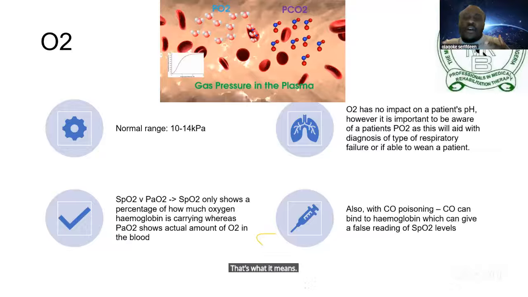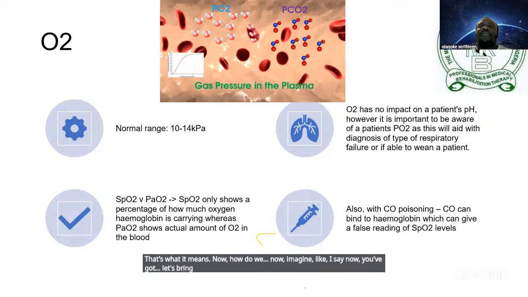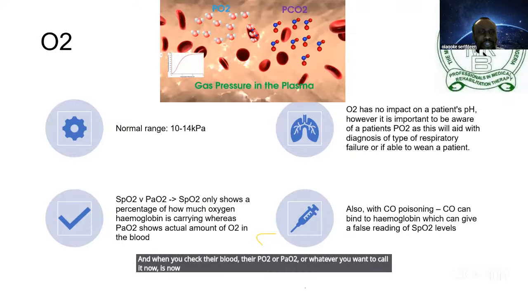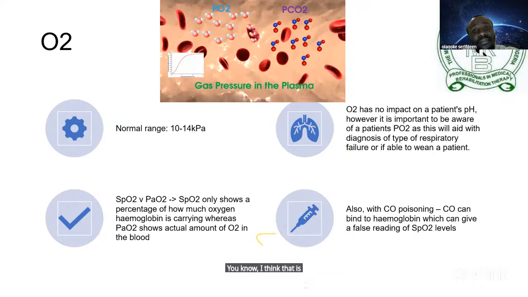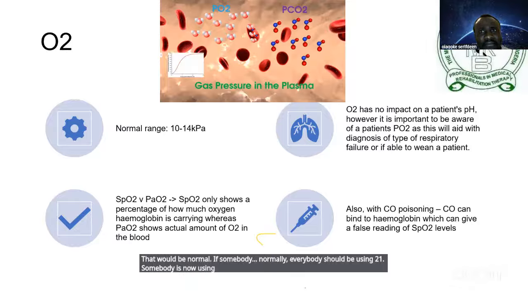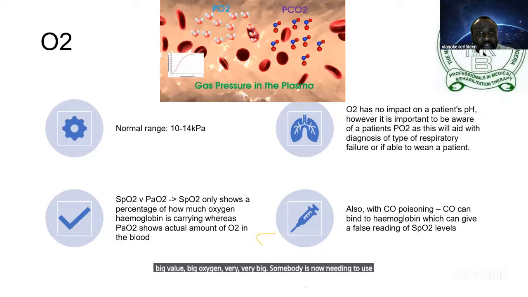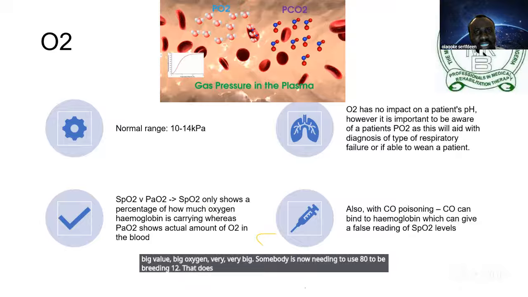Now, imagine, let's bring another one. Let's say you now have somebody using 80%. And when you check their blood, their PO2 or PaO2 or whatever you want to call it is now 12 as well. Do you now think that is normal for them? That would be normal if normally everybody should be using 21. Somebody is now using 80. Big value, big oxygen, very, very big. Somebody is now needing to use 80 to be breathing 12. That does not make sense.